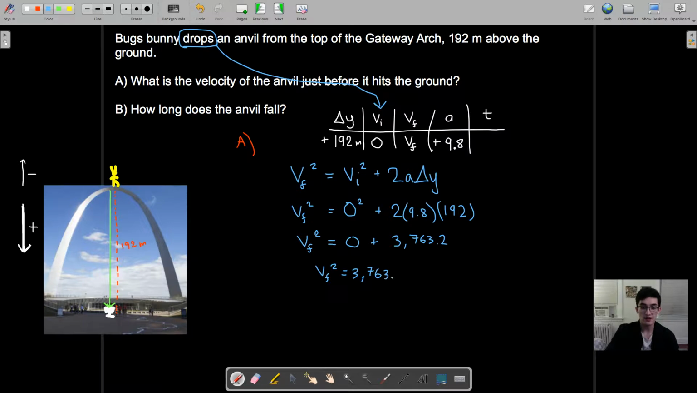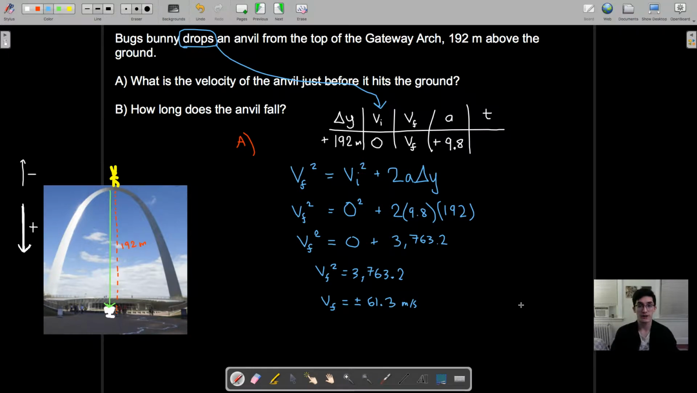And so if I want to solve for v final, because I'm not done yet, right? If I want to solve for v final, I just take the square root of both sides. And, once I take the square root of 3,763, I get my final answer of 61.3 meters per second. But hold on, I just took a square root, didn't I? So really this should be a plus minus, okay? And in fact, I'm gonna have to choose plus or minus for my answer.